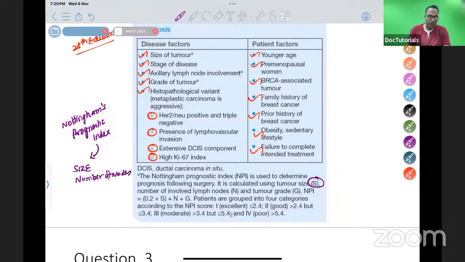So minimum number of nodes that should be removed in cancer breast is how much? Can you tell me the minimum number of nodes to be removed? Size, number of nodes, and grade. Based on these three, we have a grading now. That is known as Nottingham's prognostic index.